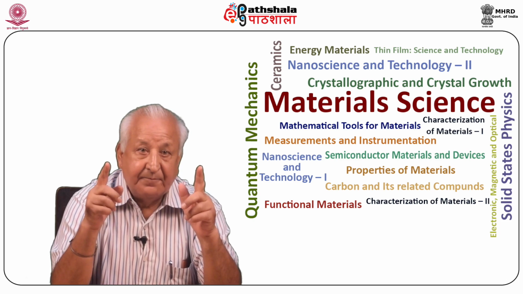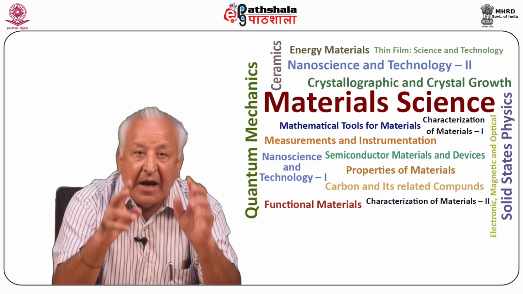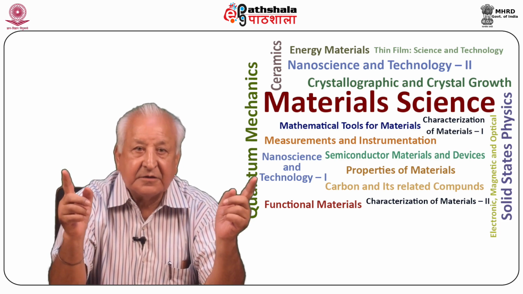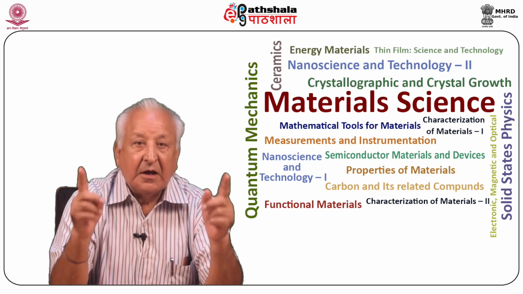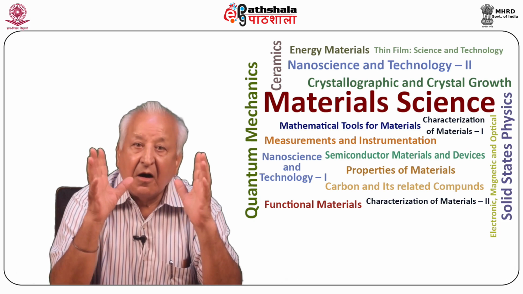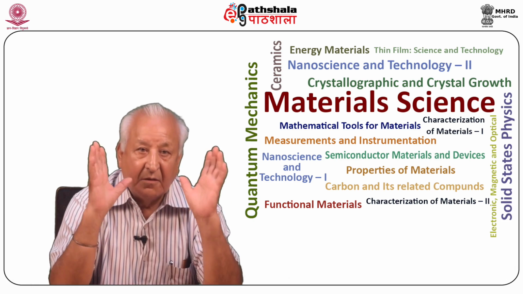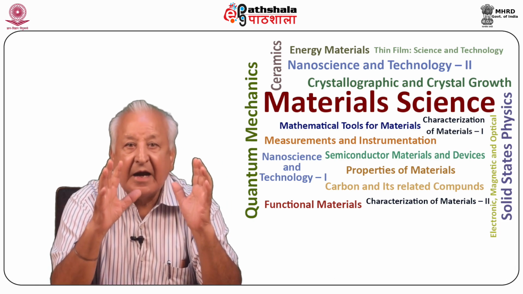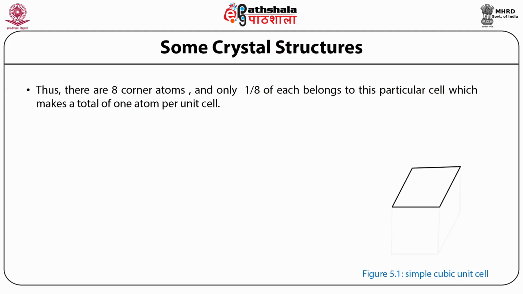In this cell, there are 8 atoms at the 8 corners of the cell. Each of these atoms is shared equally by 8 unit cells, which adjoin at each corner. Thus, there are 8 corner atoms, and only 1/8 of each belongs to this particular cell, which makes a total of 1 atom per unit cell.